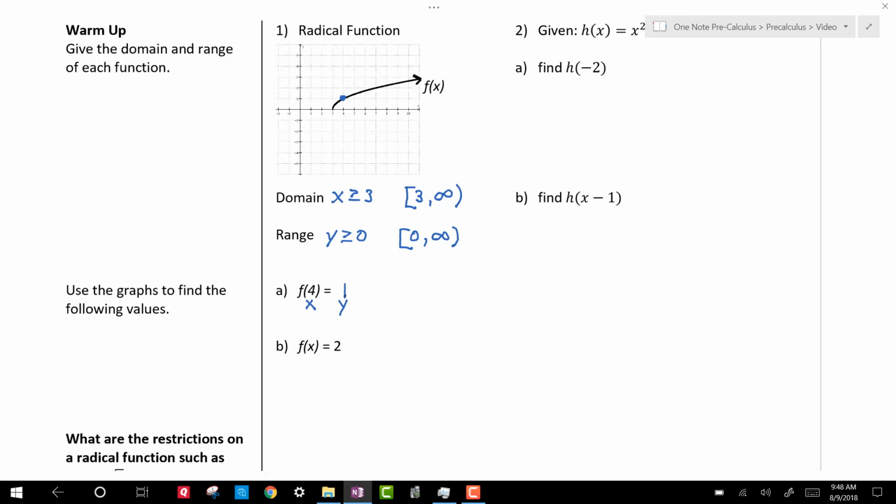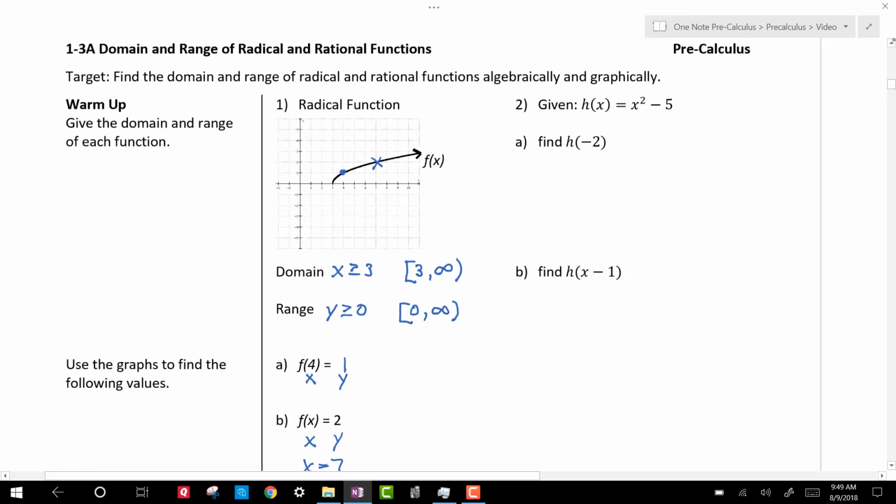Likewise, I can do that backwards. If it says that f of x is equal to 2, really what they're telling me is that y is equal to 2. Tell me what the x value is. So now I have to go to my graph, go to where y is 2, and it looks to me like y is 2 right here. So I've got this point that sits right there, okay? And the x value that goes with that is 7. So when it says f of x equals 2, they're saying, what's the x value when y is 2? Well, x is equal to 7, okay?